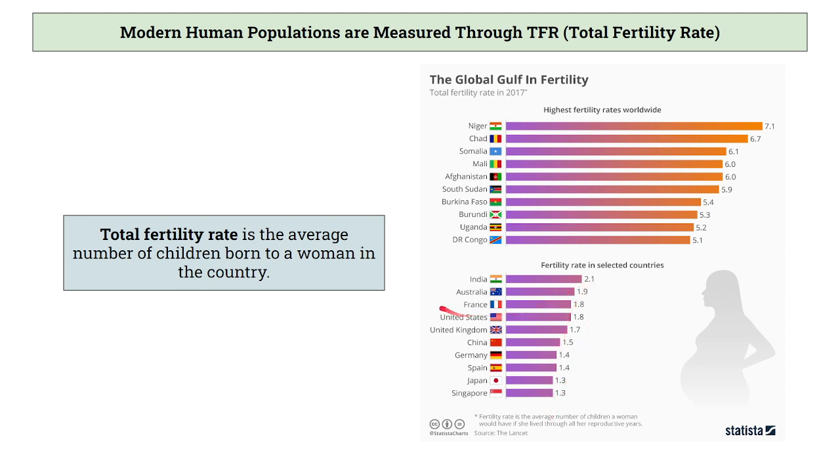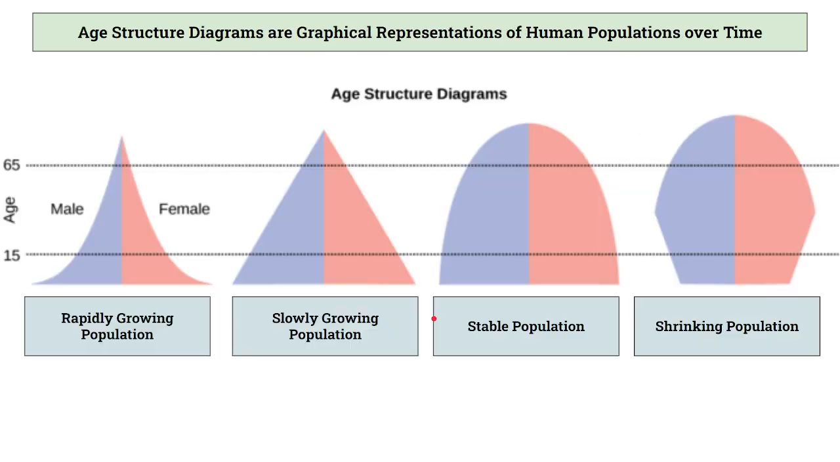Now, I know you might be thinking, how does the United States have a TFR of 1.8, but it's still growing every year? Well, that's due to immigration, right? The people are immigrating to the United States. So technically, our population is still growing, but it is not due to how many births are occurring.